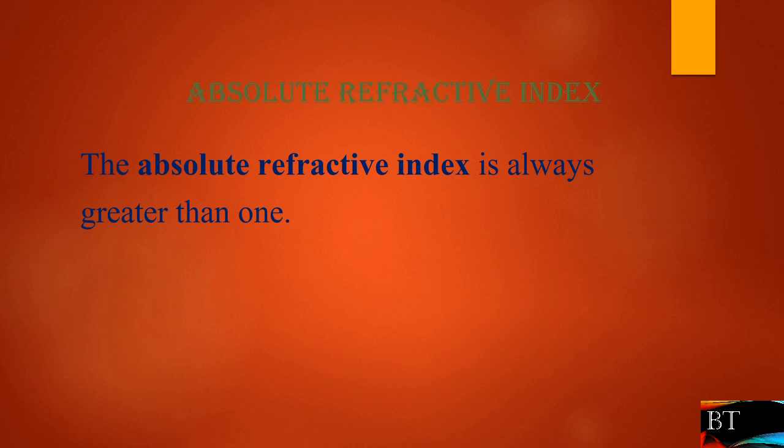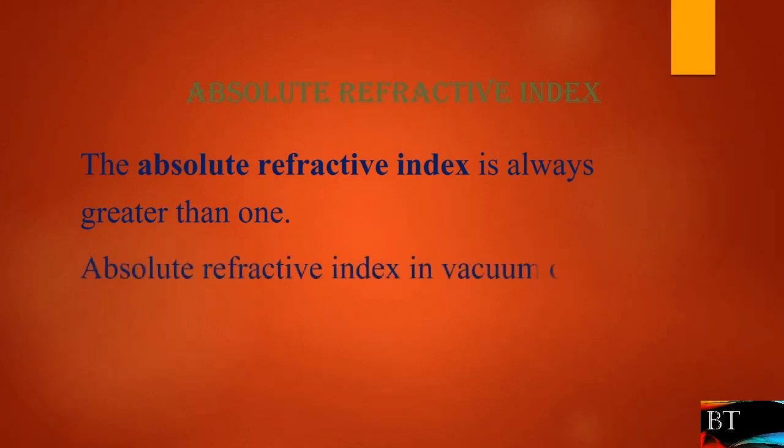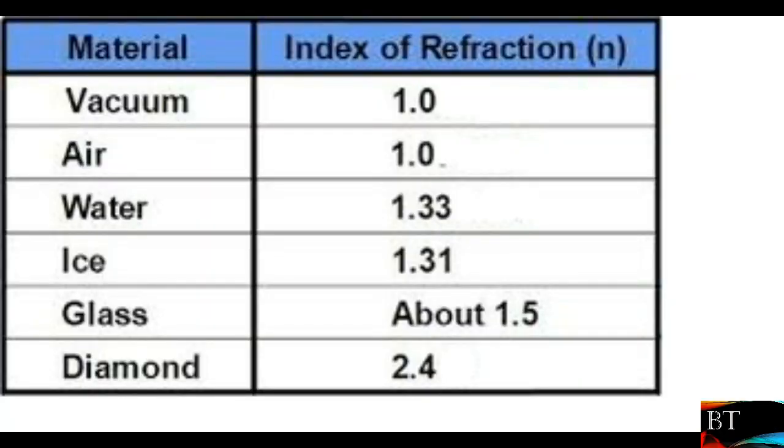The medium with minimum absolute refractive index is vacuum or air, which is equal to 1. All the other media have an absolute refractive index greater than 1. For example, in water, the absolute refractive index is 1.33 and normal glass has an absolute refractive index of 1.5. Diamond has the maximum absolute refractive index, which is equal to 2.4.